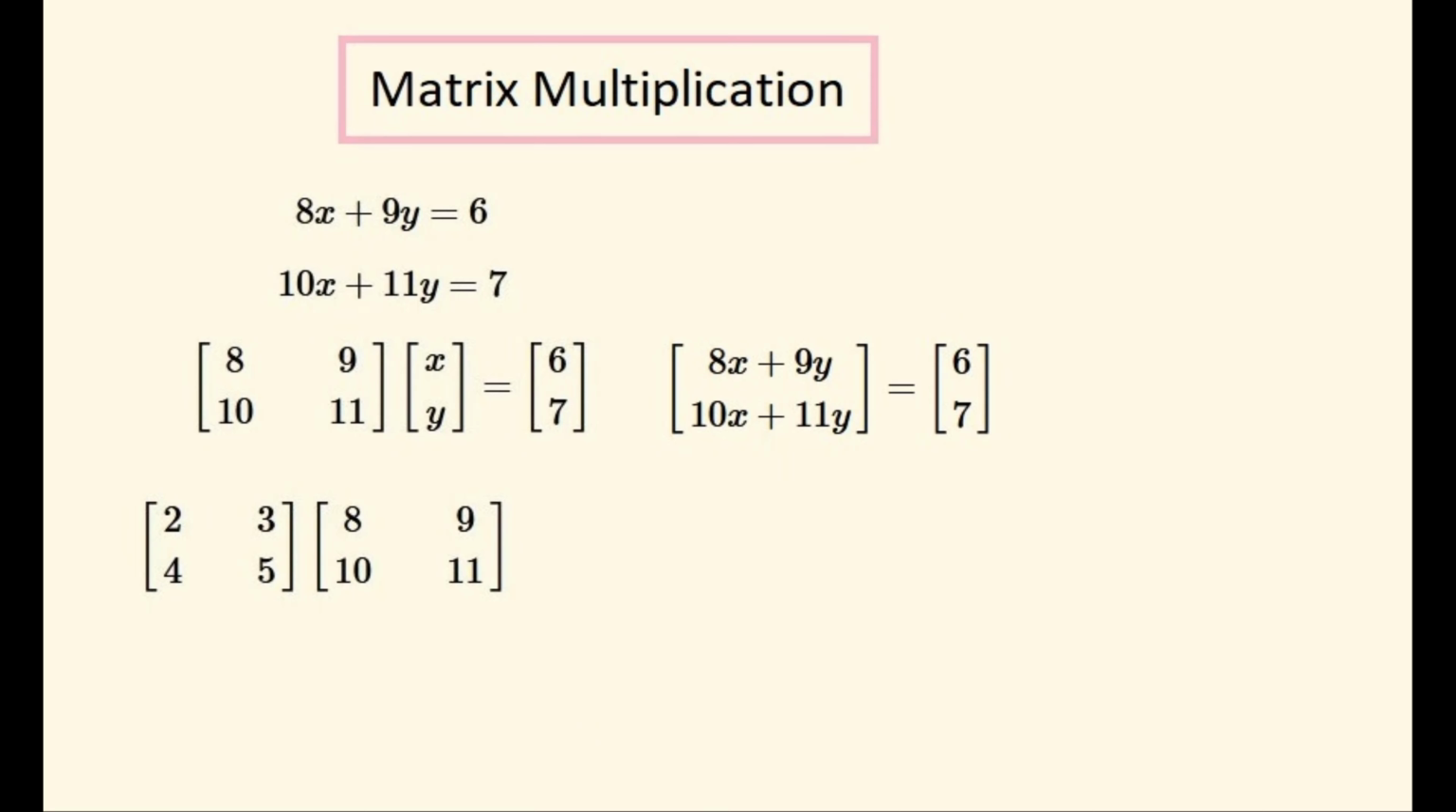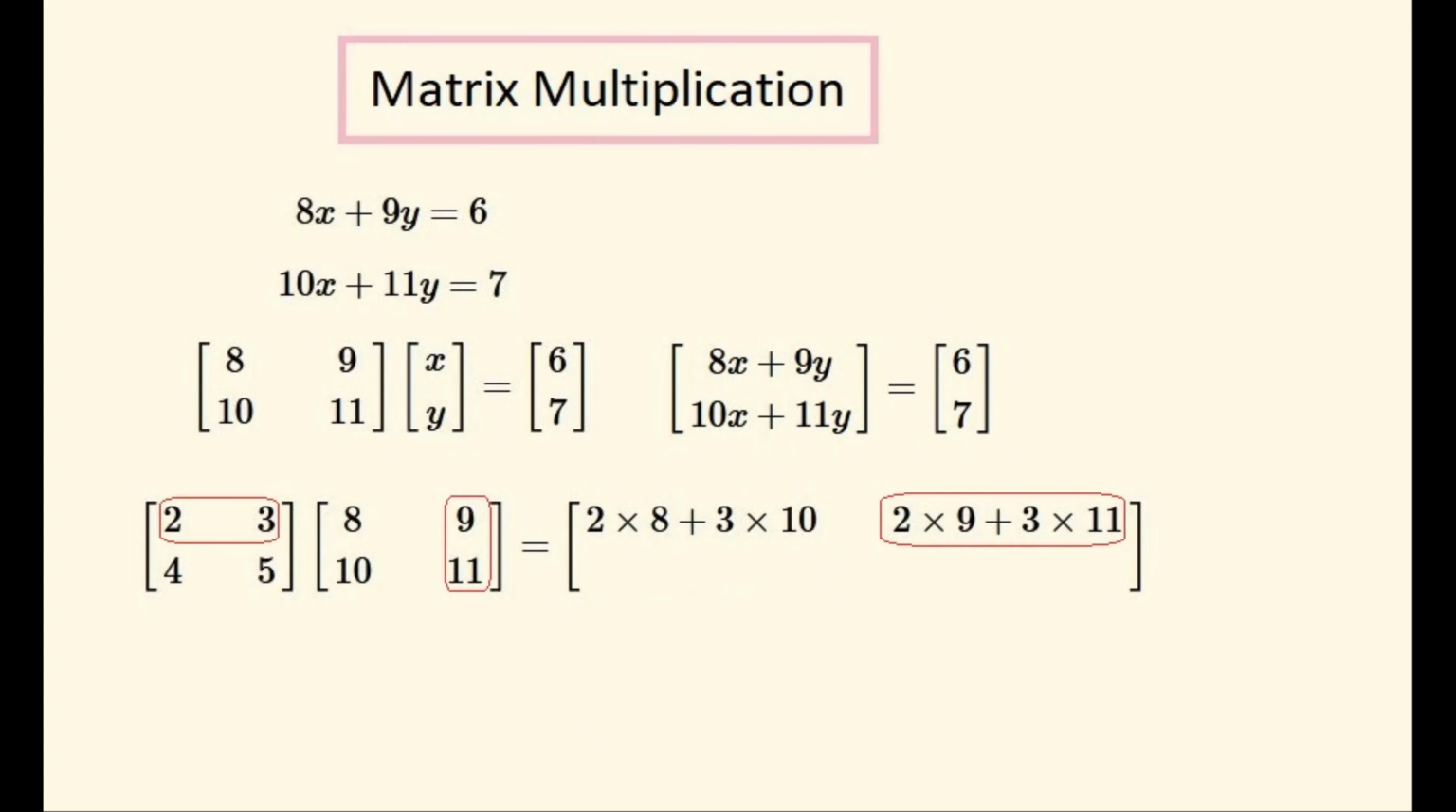So here is an example of how to multiply two matrices together. We multiply the top row of the first matrix by the first column of the second matrix to get this entry in the top left-hand corner. Then we multiply the top row and second column together to get this entry circled in red.